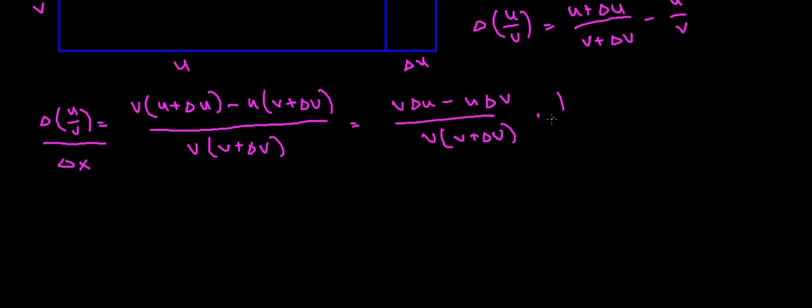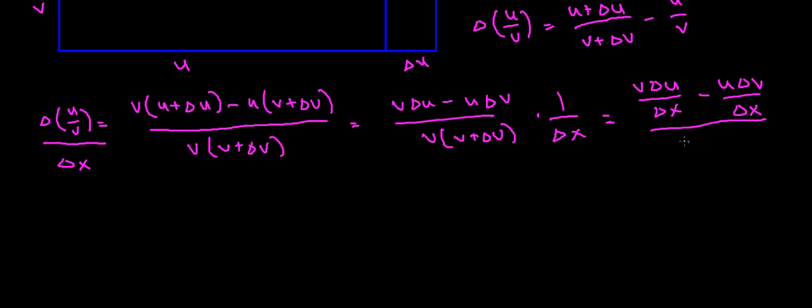And now I'm going to want to multiply by 1 over delta x. And it's just going to divide these top terms, and then it will be gone out of the denominator, and the denominator will remain the same. So this will be equal to v delta u over delta x minus u delta v over delta x, and then still the same denominator, v times v plus delta v.